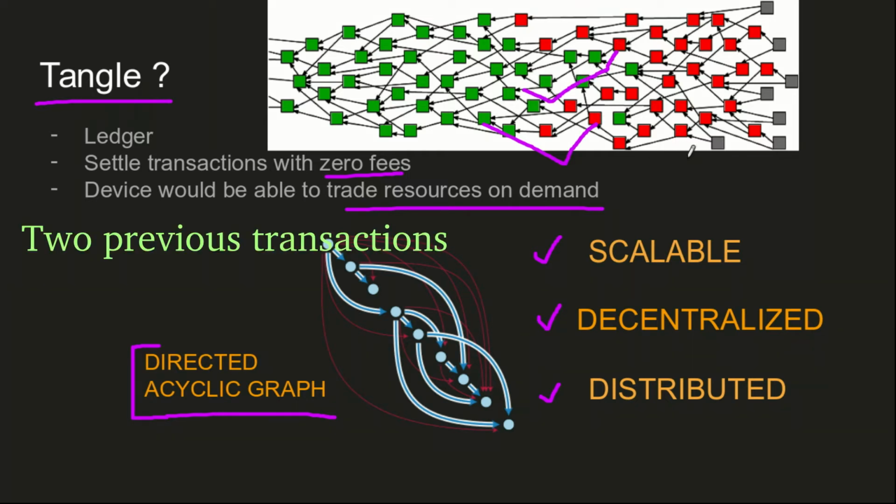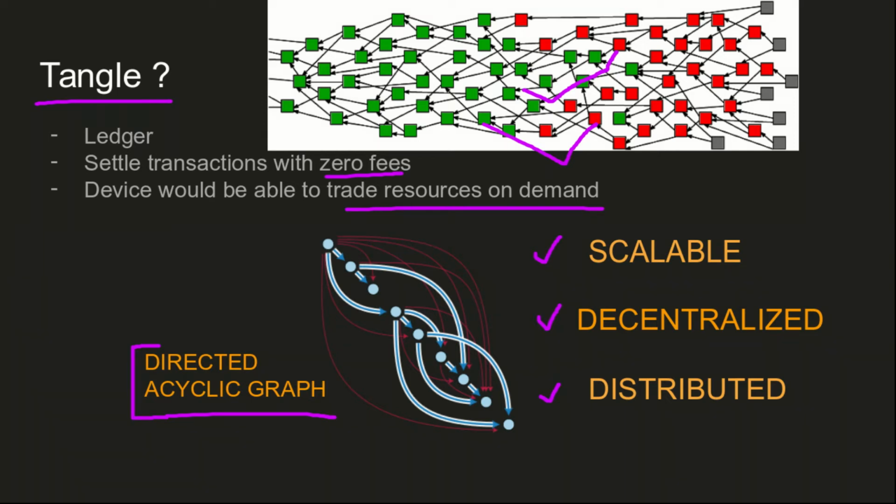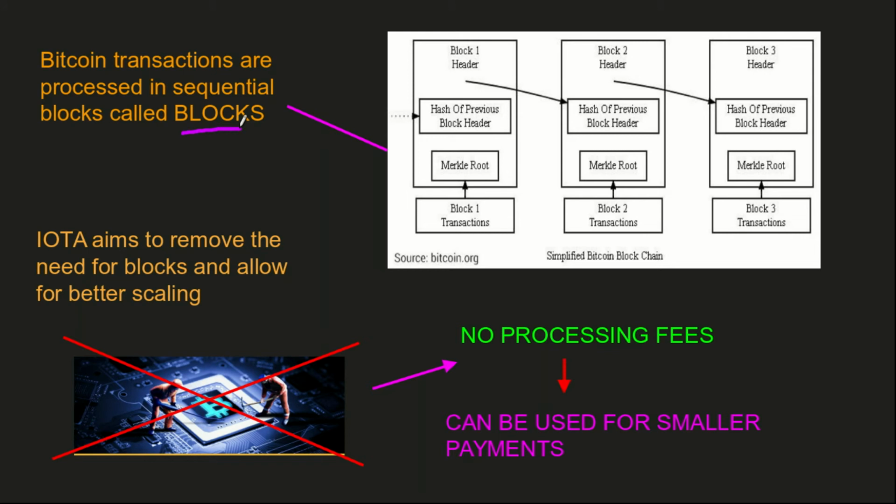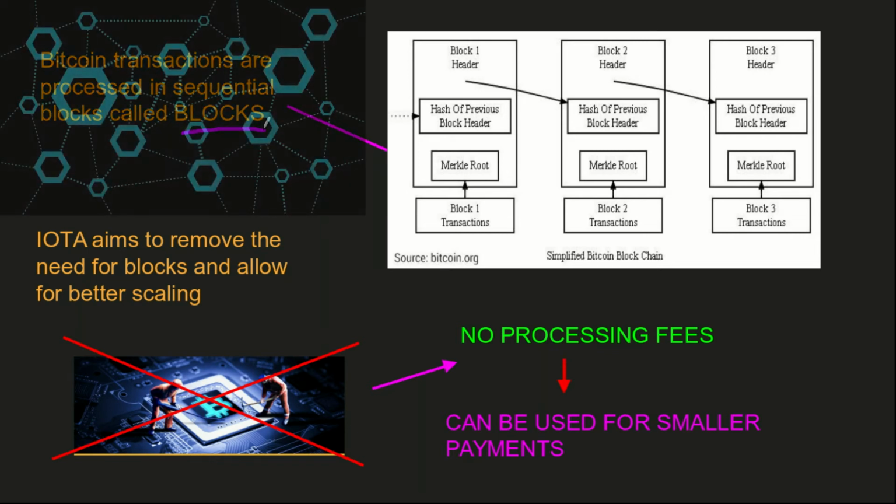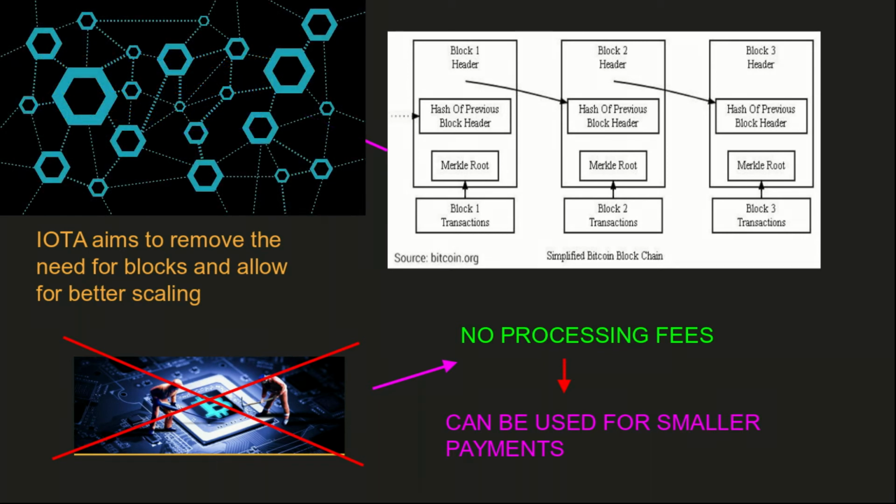For every transaction that occurs on IOTA's network, the transaction needs to approve two previous transactions by conducting a small amount of proof of work for them. The premise is that as more transactions occur, the network would be able to scale faster since there are more verifications being performed in parallel. Bitcoin transactions are processed by miners in sequential groups called blocks. There is a limit of how many transactions can be processed in one block. IOTA's team aims to remove the need for blocks, allowing for better scaling.